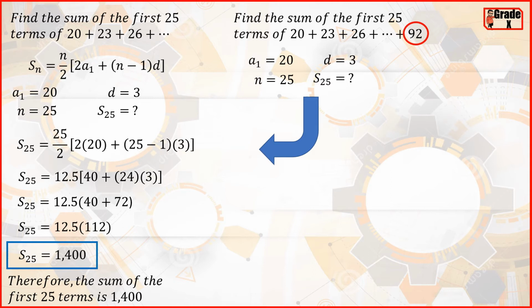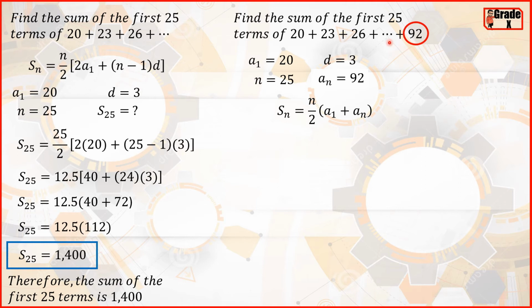Pero meron pa tayong isang formula para makuha natin yung sum ng arithmetic sequence. Since meron tayong last term dito, which is 92, pwede natin siyang isulat as A sub n equals 92. Then gamitin na natin yung isa pang formula ng sum of arithmetic sequence, and that is S sub n equals n over 2 times A sub 1 plus A sub n. Dito sa formula na ito, meron tayong A sub n, yung A sub n dito ay last term, which is applicable in this question.